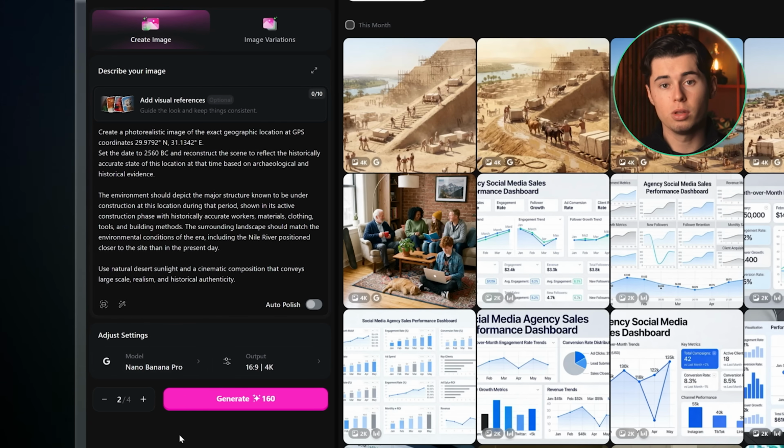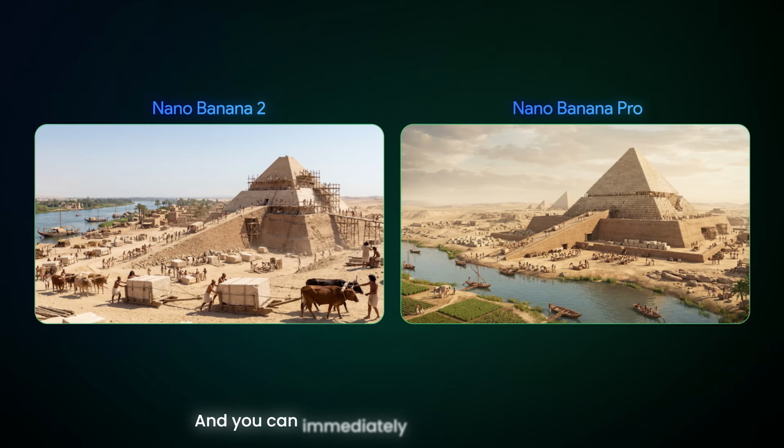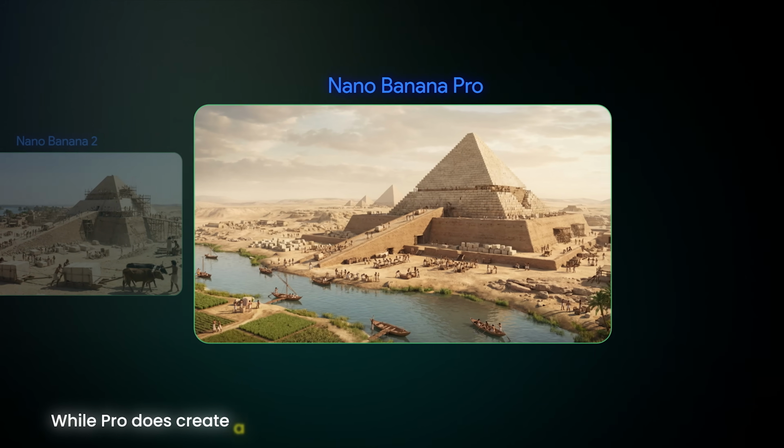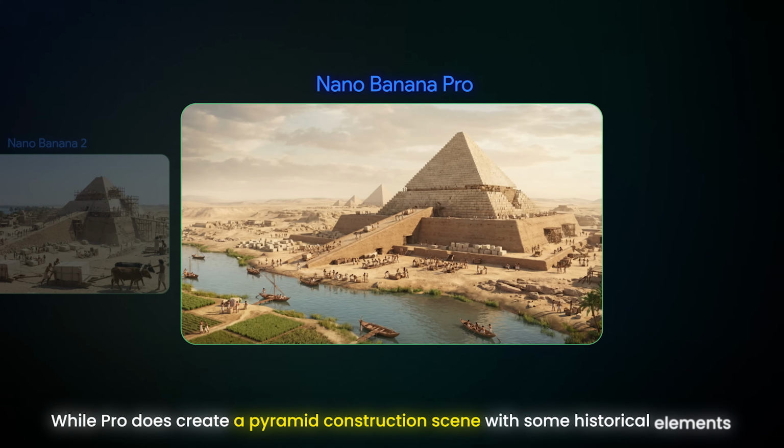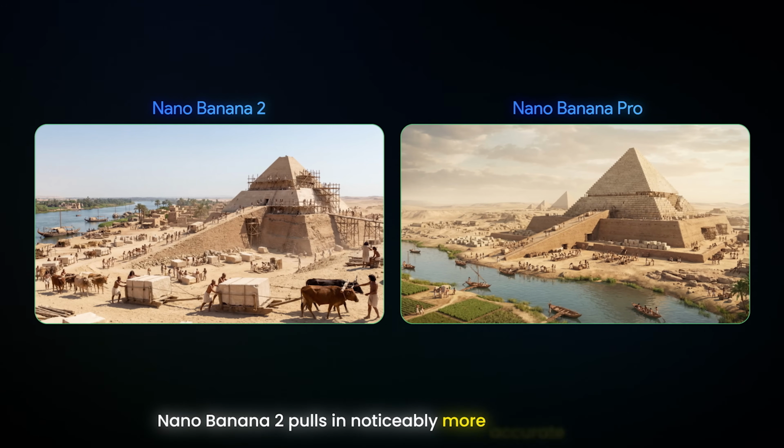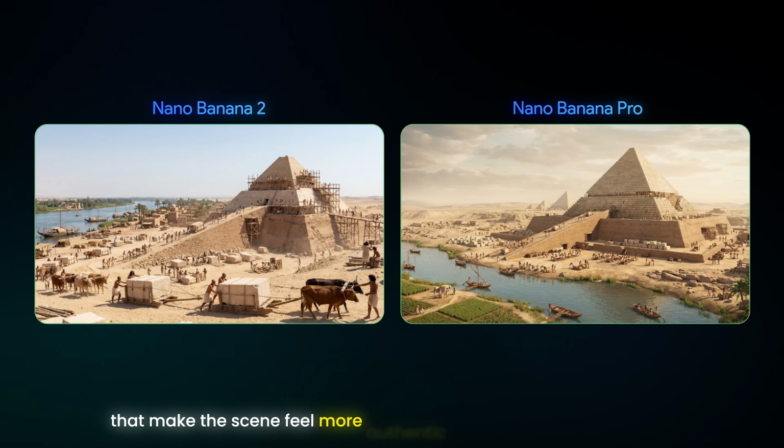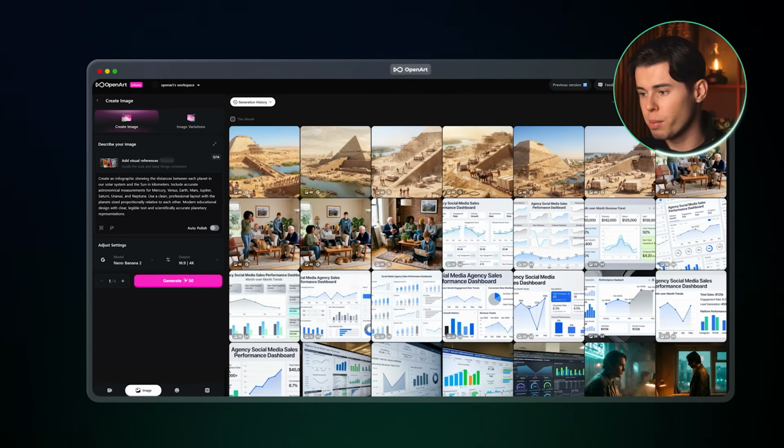I'm generating this image using the exact same prompt, and you can immediately see the improvement. While Pro does create a pyramid construction scene with some historical elements, Nano Banana 2 pulls in noticeably more accurate details that make the scene feel more authentic to that specific time period. So I'm pushing it even further.